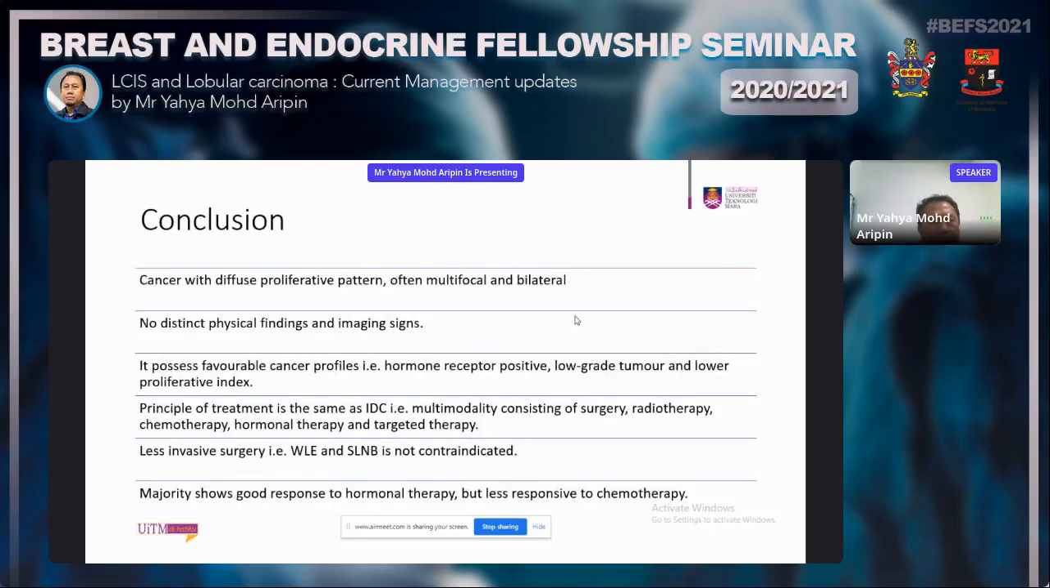Okay, in conclusion, ILC is a cancer with a diffuse proliferative pattern and is often multifocal and bilateral. It has no distinct physical findings and imaging signs. It possesses favorable cancer profiles: hormone receptor positive, low-grade tumor, and lower proliferative index. The principle of treatment is the same as IDC, involving multimodality treatment. Less invasive surgery such as wide local excision and sentinel node biopsy is not contraindicated. A majority show good response to hormonal therapy but are less responsive to chemotherapy.